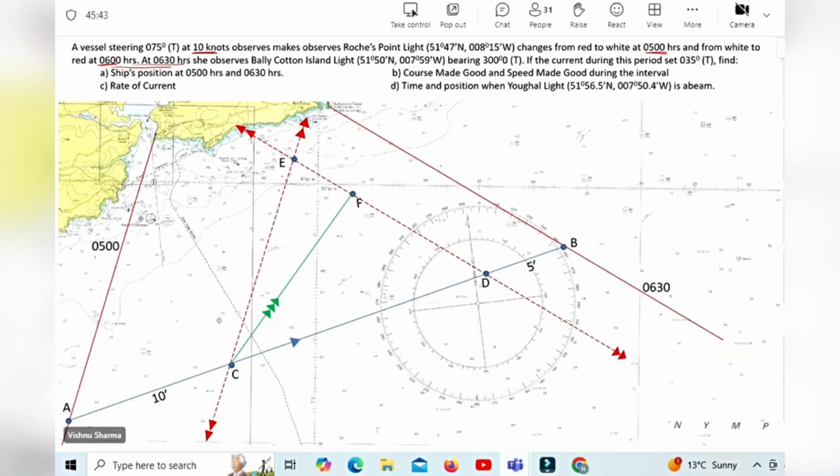Now, put your ruler on the CTS and draw it through F up to the third PL. CTS through F up to the third PL. And where it cuts the third PL, call that point as G. So now we have gone from A to G.